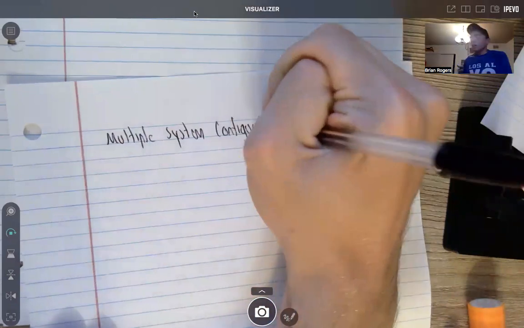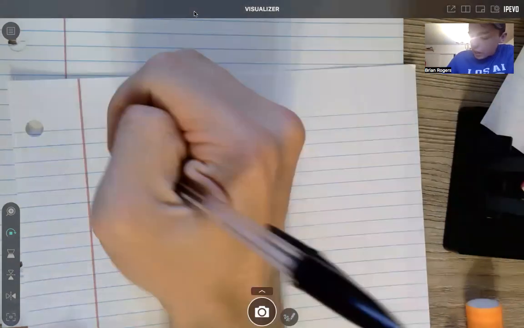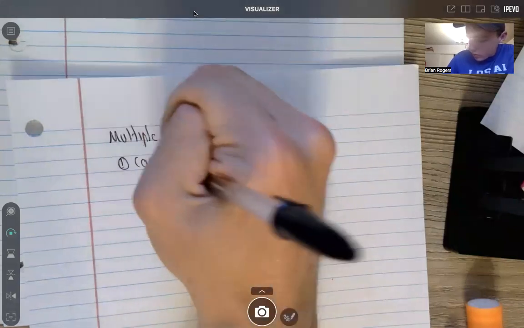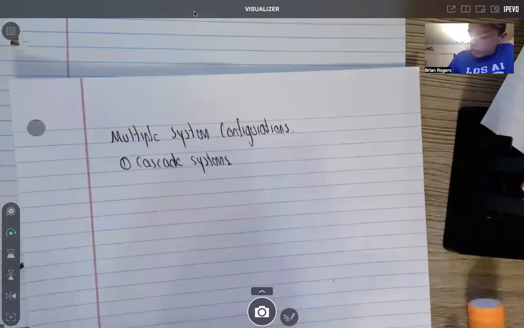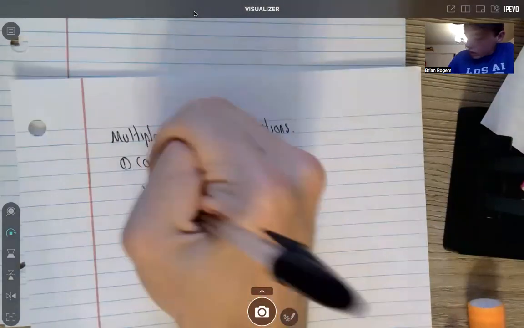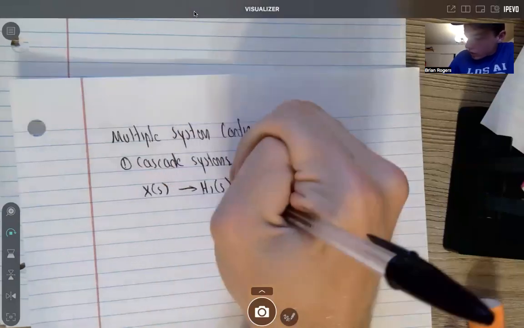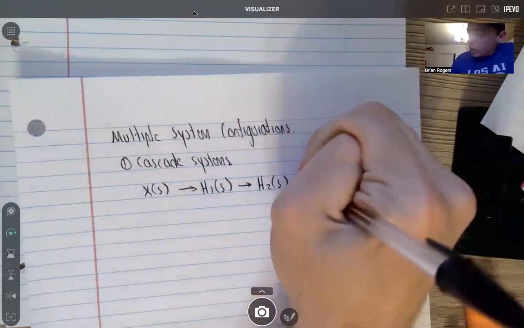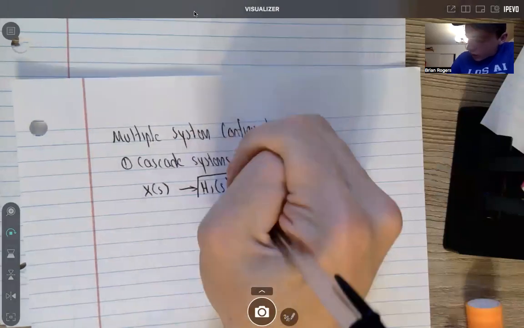So here, the first one is cascade systems. This is when I have an input like X of s, and then it goes through H1 of s, then it goes through H2 of s, then produces an output like Y of s. So they are in cascade, they are in series with one another.